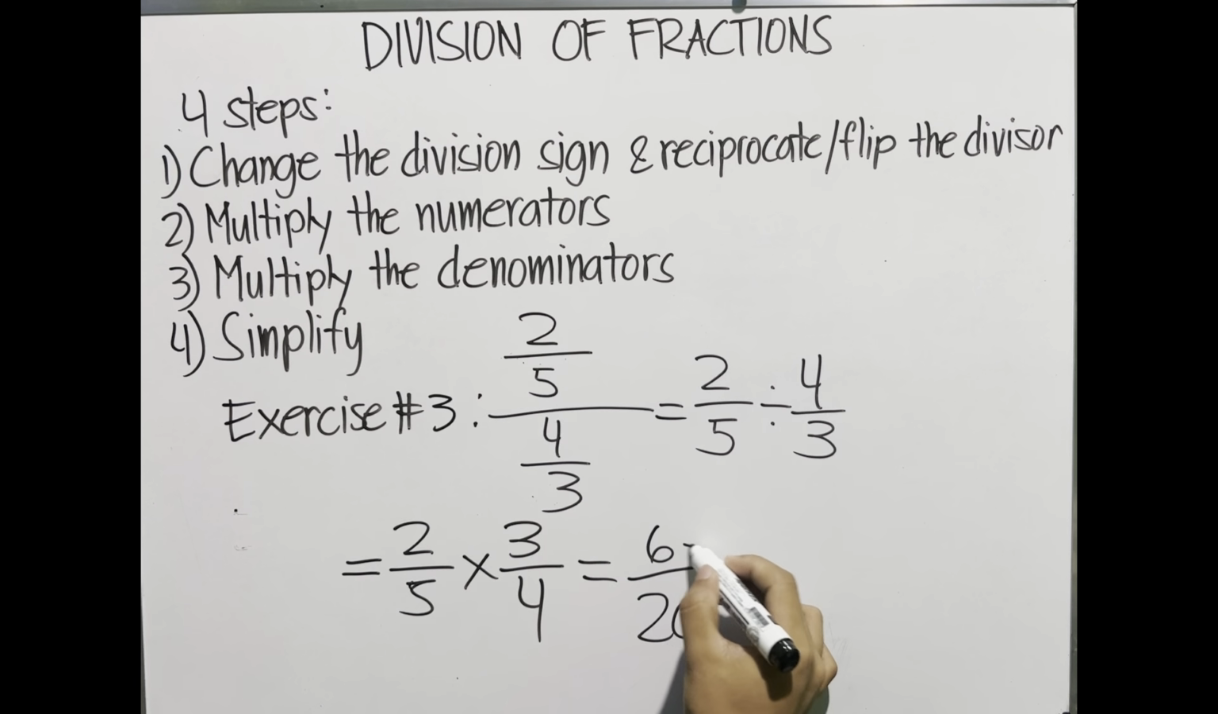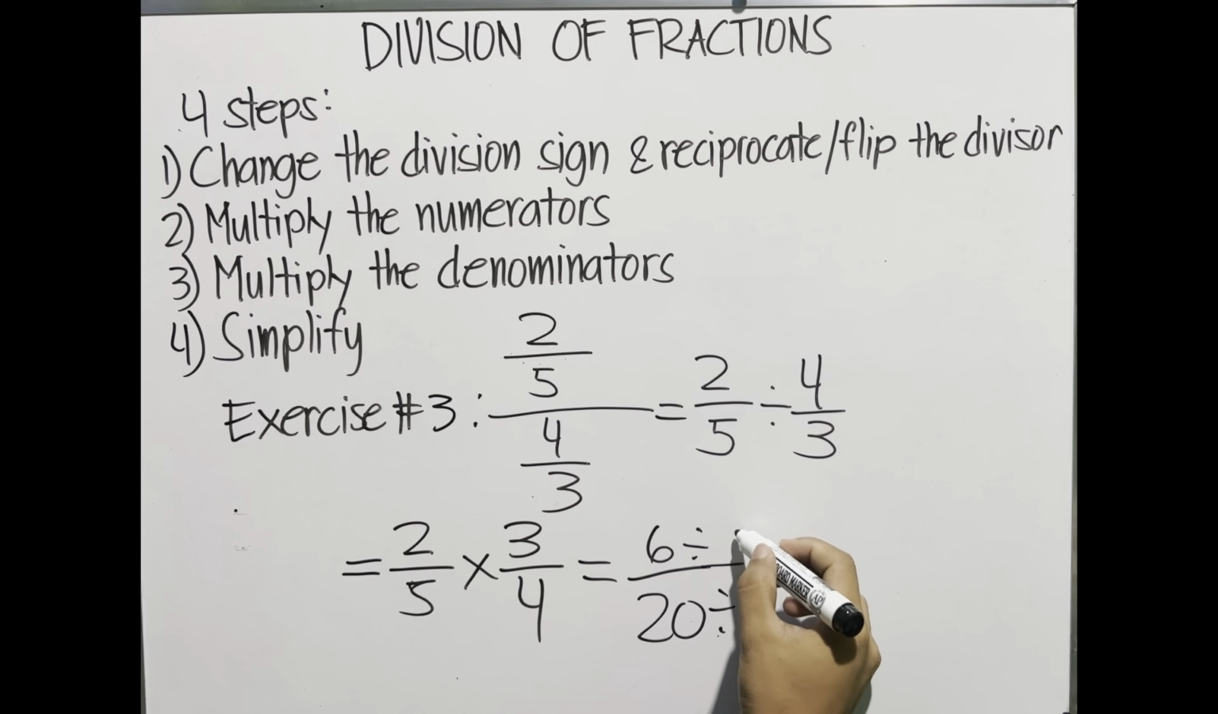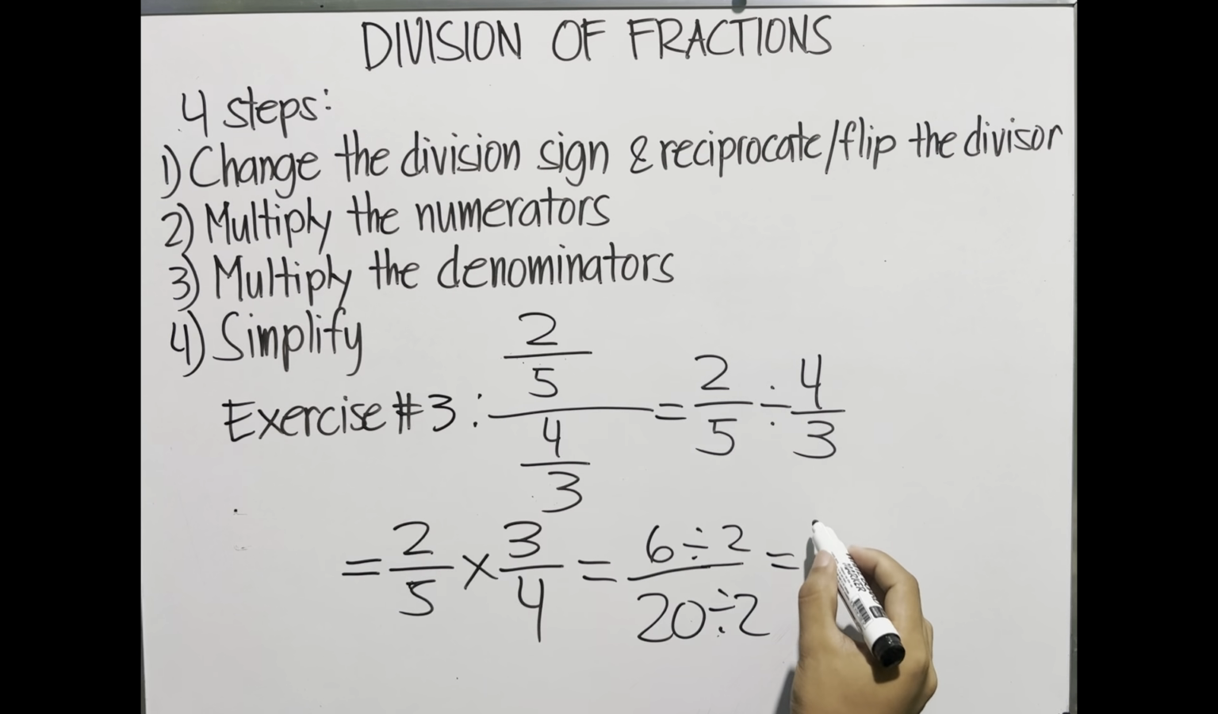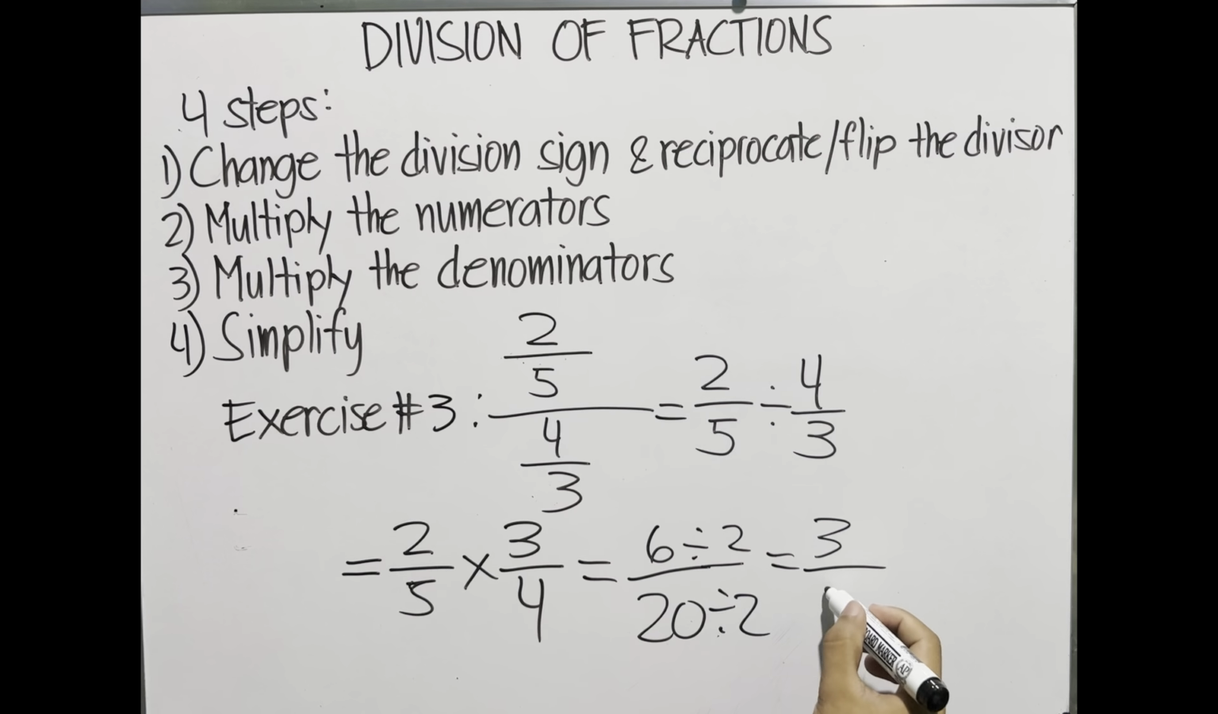Divide natin both sides or both numbers by 2. 6 divided by 2, that is 3. 20 divided by 2, that is 10. Sagot natin is 3/10.